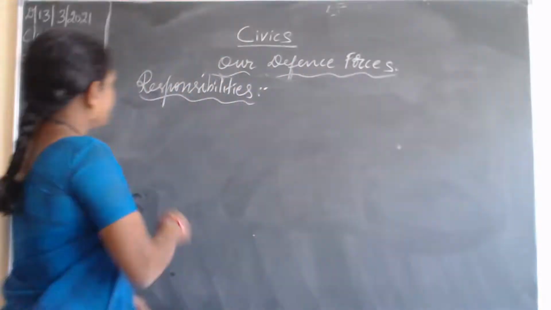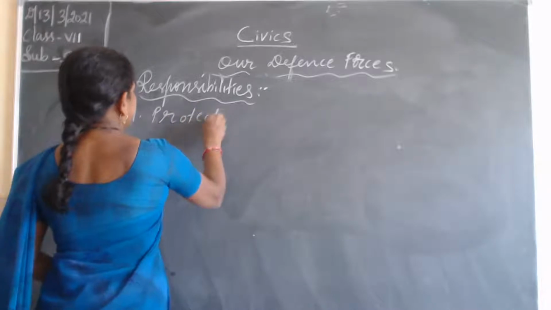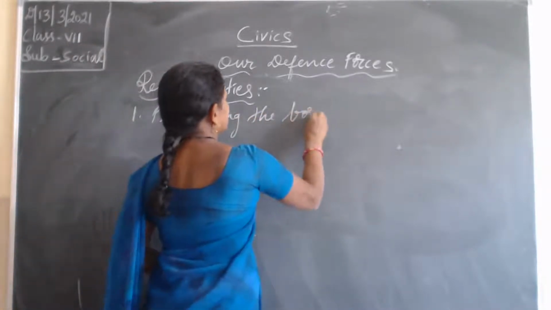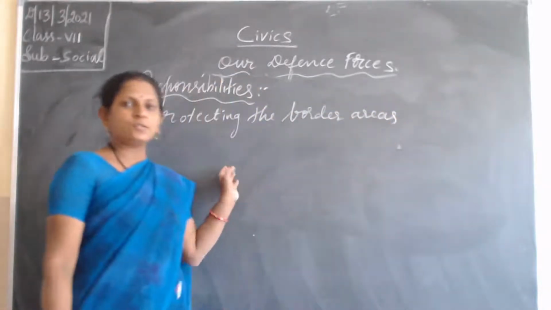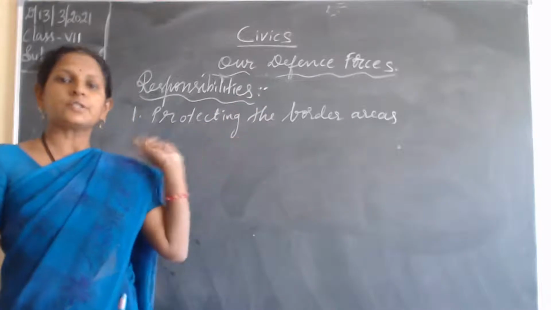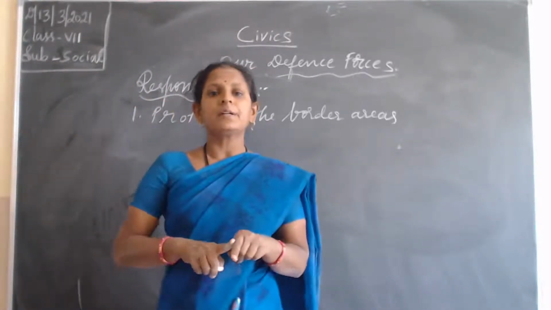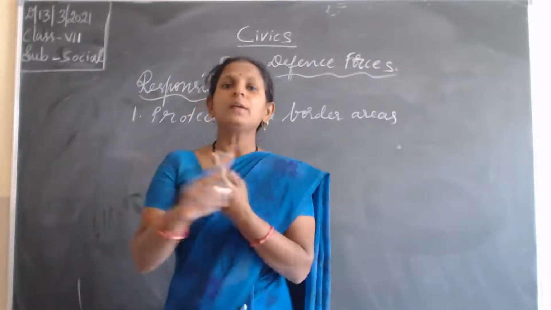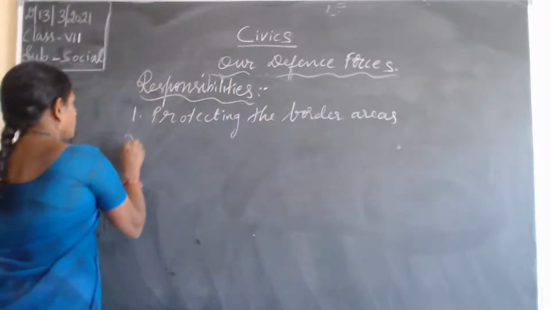Okay. Protecting the border areas. Now I have said the border areas: the 15,200 kilometer land border and the 7,516.5 kilometer sea border. They have to protect all of this, it is their responsibility, isn't it?